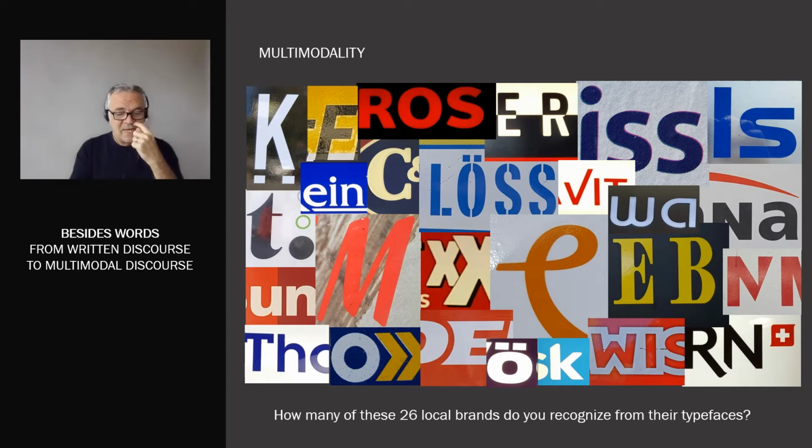The point I want to make here is a simple one. Without seeing the whole words, and based only on color sometimes, you're able to recognize the brands simply because of their typeface. As an aside, there is a technical difference between the terms typeface and font. Typeface is about the style of the lettering, and font is about the size and the weight of the lettering.